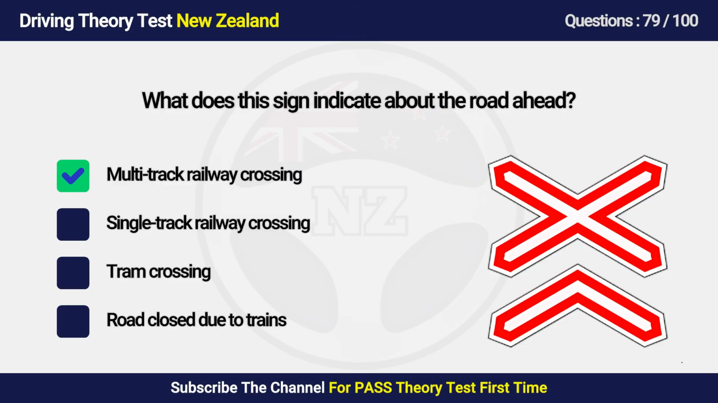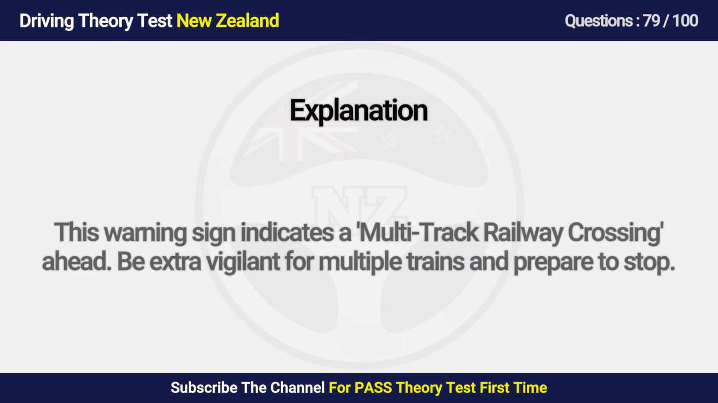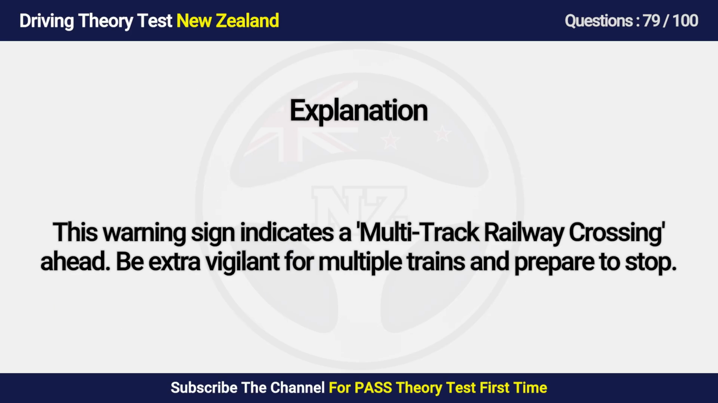Answer is A. Railway crossing. This warning sign indicates a railway crossing ahead. Be extra vigilant for multiple trains and prepare to stop.